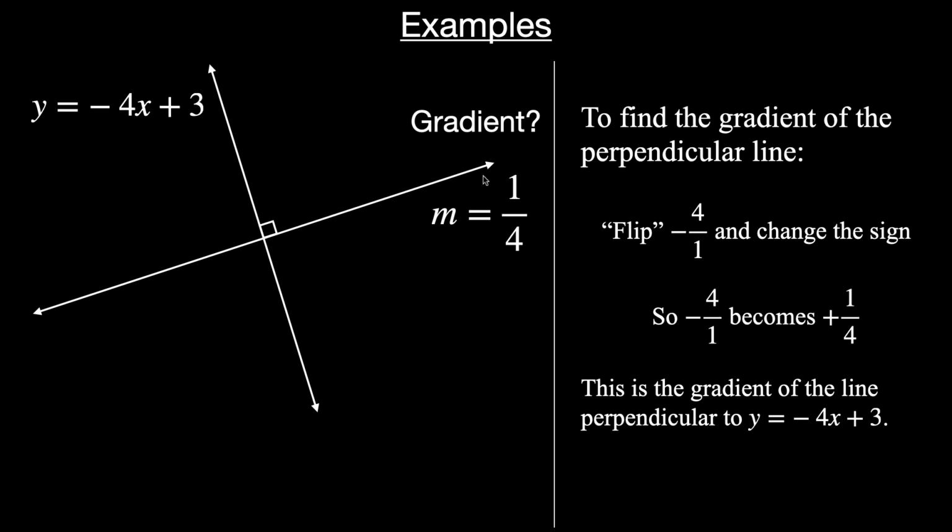Now, if you wanted to find the equation of this line, you'd need more information. You need a point on that line, such as where they intersect. But for now, all we could do with that example is find the gradient. Okay, hopefully that's pretty straightforward. Let's move on to the equation of a circle.